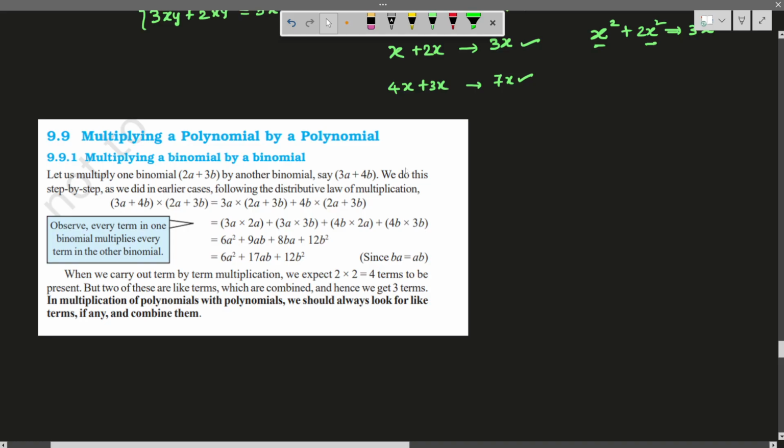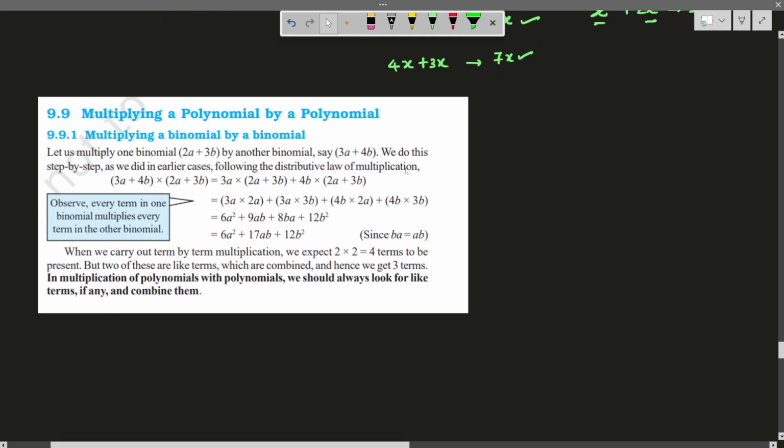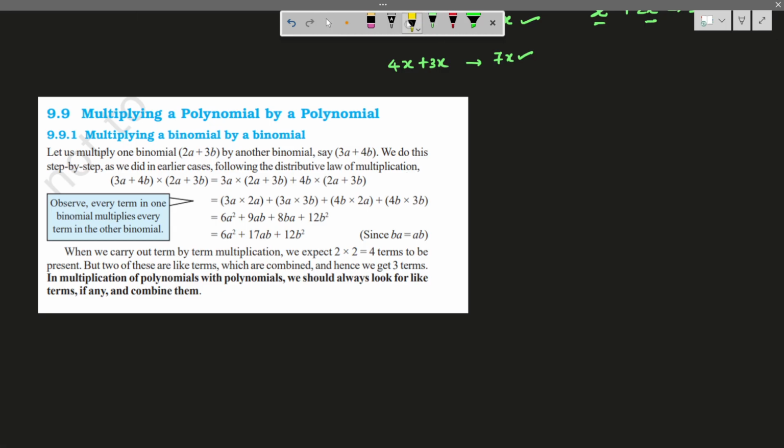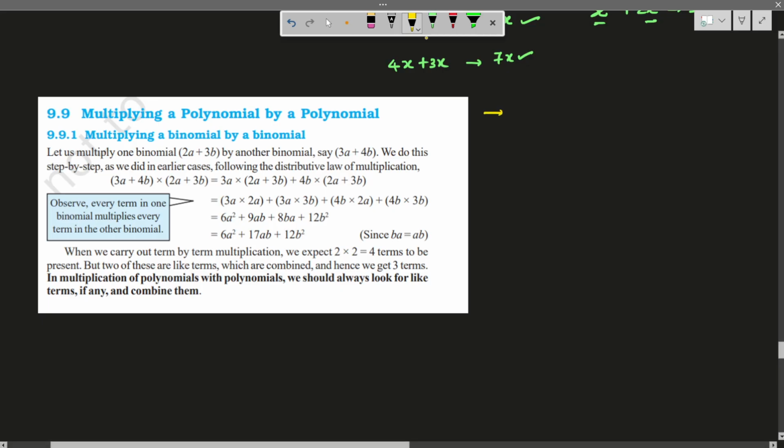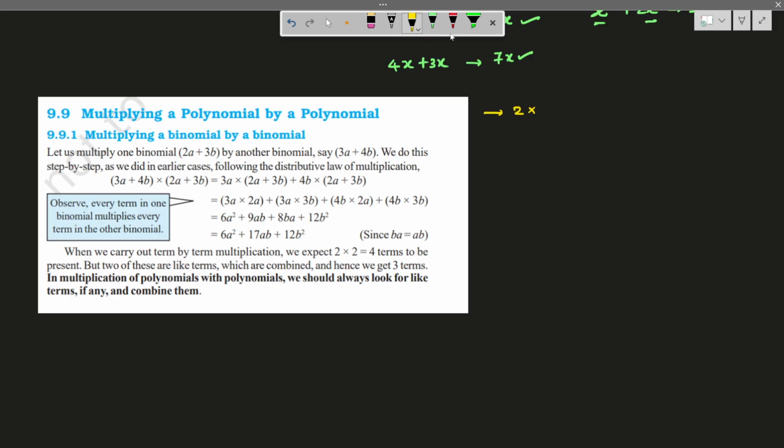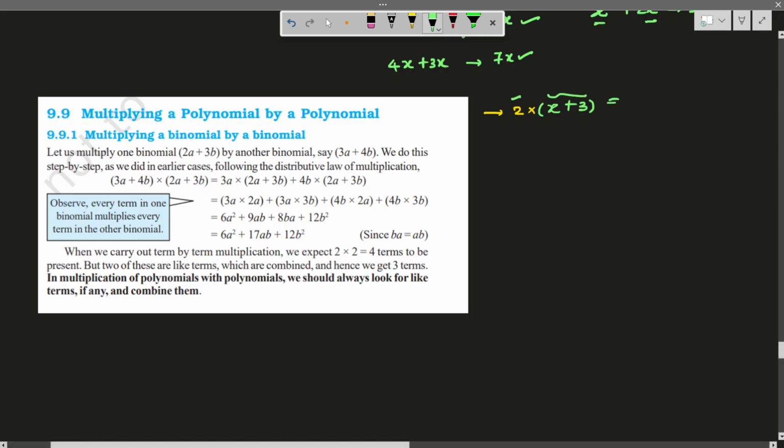Now finally, we should know how to multiply a polynomial with a polynomial. Before that, I will explain how to multiply a number with a binomial. Suppose we have a number 2 and a binomial x plus 3. How to multiply the number 2 with this binomial? It is very simple. When we have a binomial and a number, we should multiply this number with each and every term in that binomial. So 2 into x will be 2x, plus 2 into 3 will be 6. So the answer is 2x plus 6.